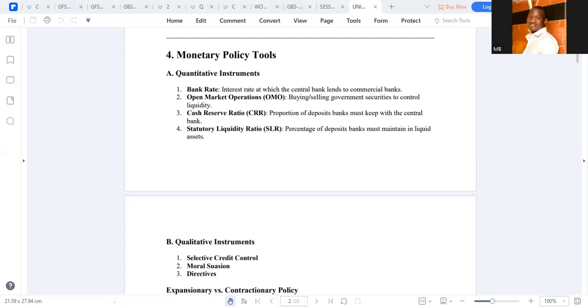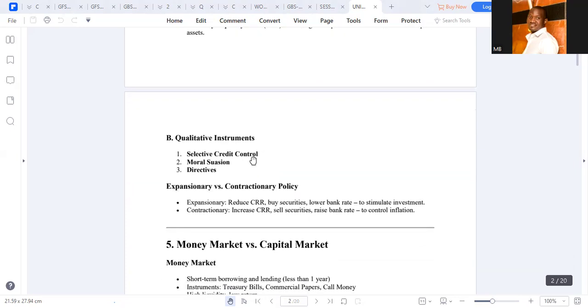All right. Then we also have qualitative instruments. Qualitative instruments are aimed at controlling the direction and quality of credit rather than the volume. So we have what we call selective credit control, moral suasion, and also directives. So these are what we call the qualitative instruments. So what is selective credit control? Selective credit control is one where the bank regulates credit to specific sectors. So they can restrict some loans, for instance, for speculative purposes. So they also encourage maybe productive sectors like agriculture if there are loans that are coming from SMEs.